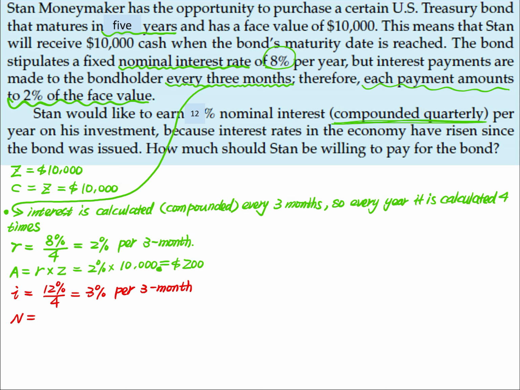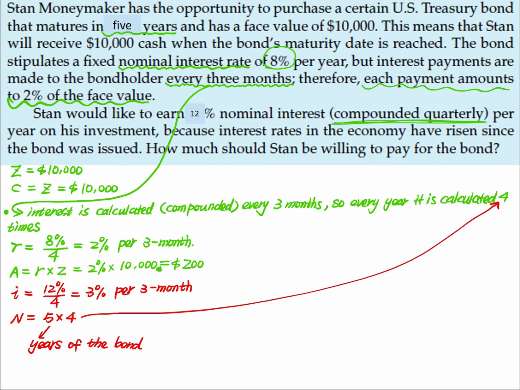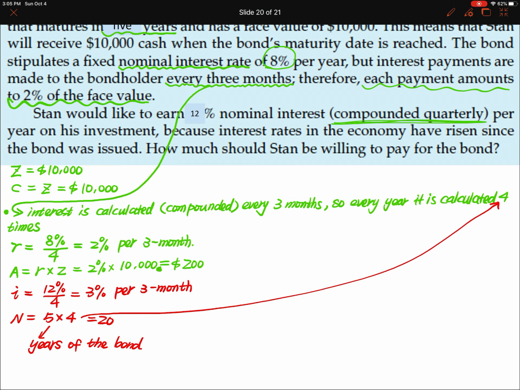So the question is, what is the bond price you want to pay? To draw the diagram or to use the equation, you also need to know what N is, the number of compounding periods. Is it 10? Is it 5? No, because every year you need to compound or calculate interest 4 times. So it's going to be 5 times 4. 5 is the years of the bond, and the 4 is the compounding periods per year. So N is 20.